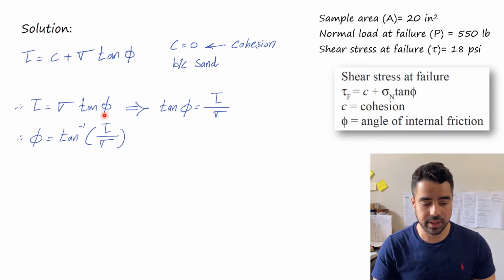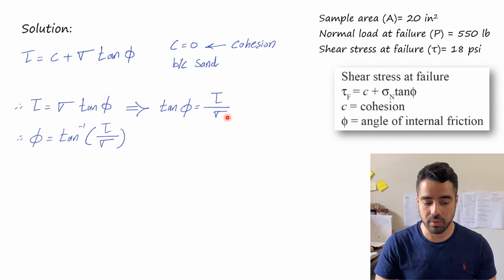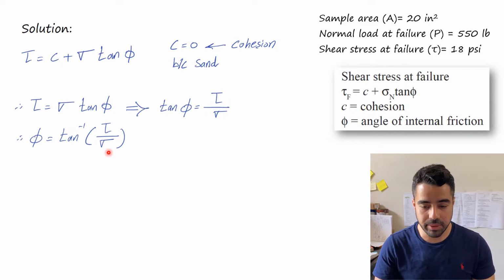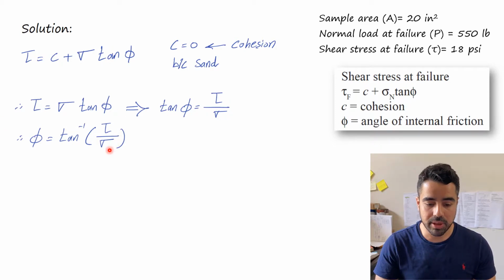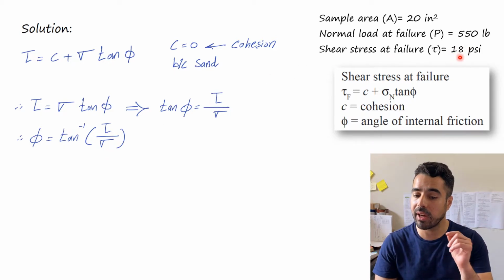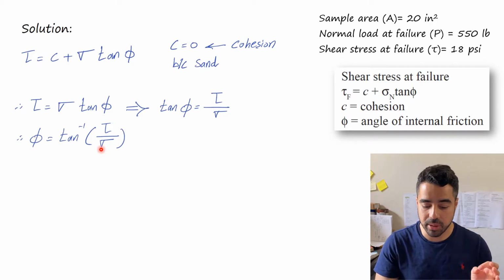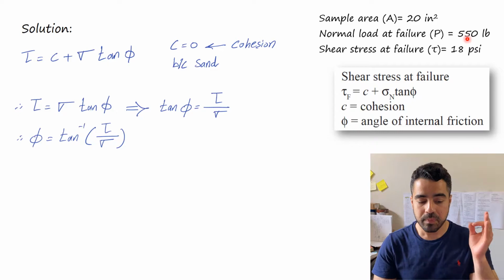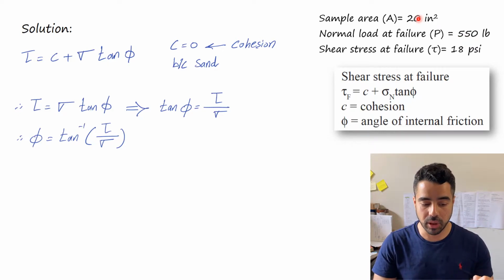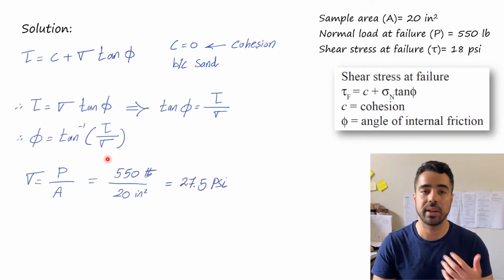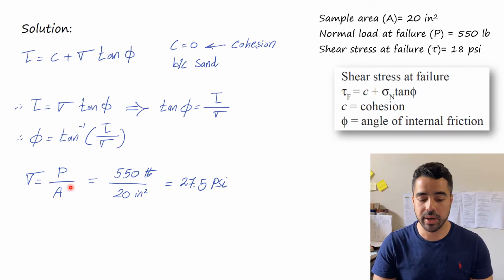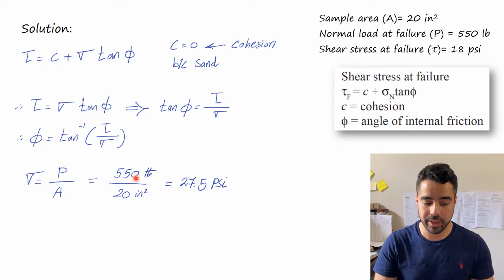So phi basically is the tan inverse of tau over sigma. Tau is given, 18 psi. Sigma is the normal stress. We don't have that, but we have the normal load 550 and we have the area. So sigma is basically P over A. The normal load 550 over the area 20 inch square, we're going to get 27.5 psi.